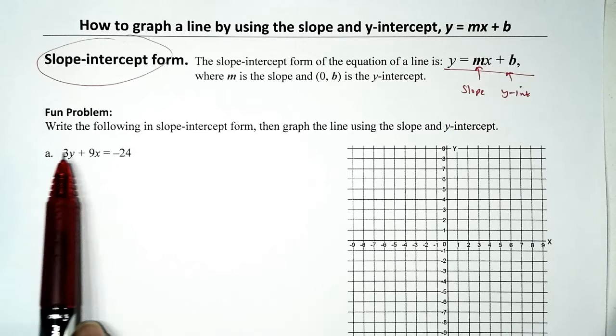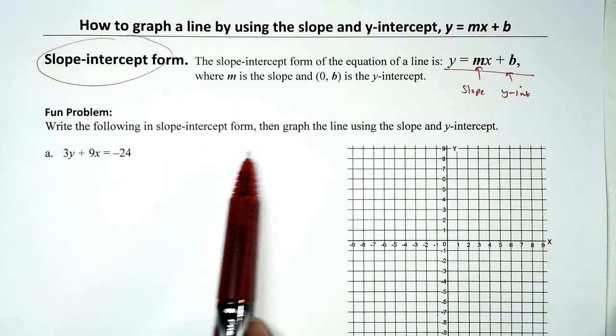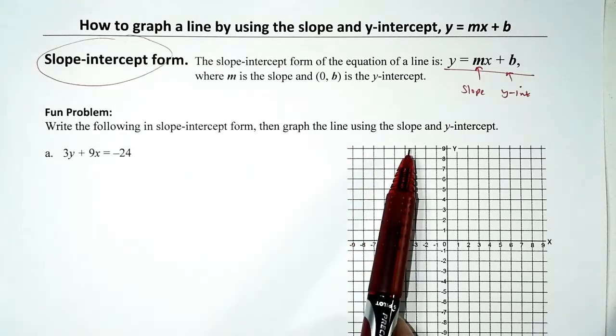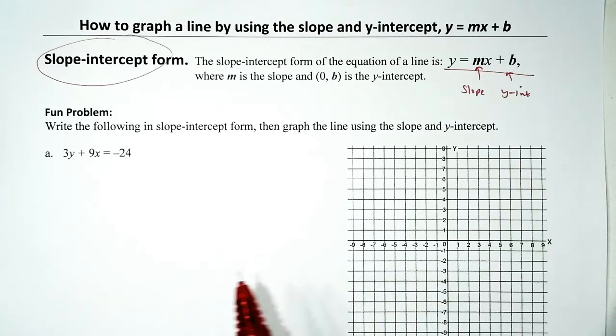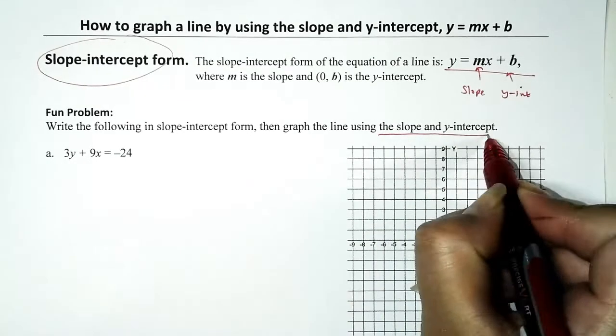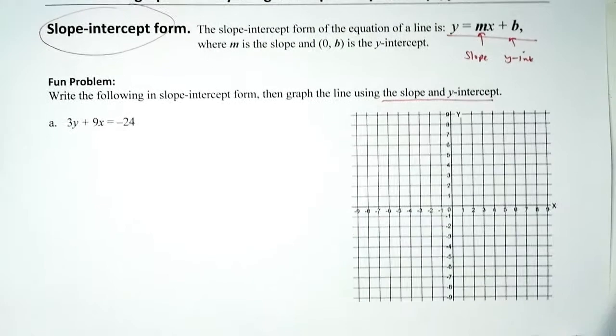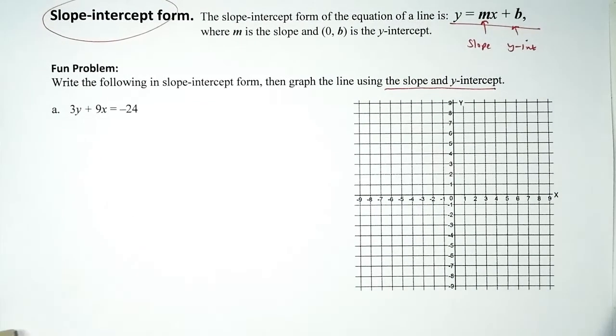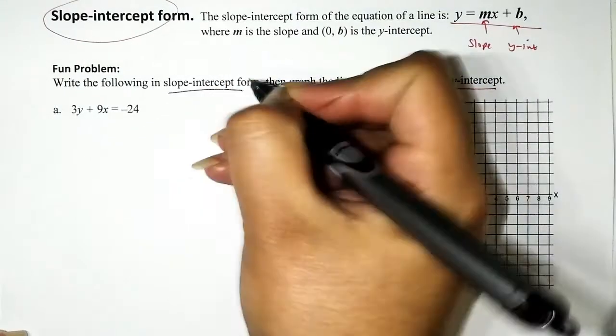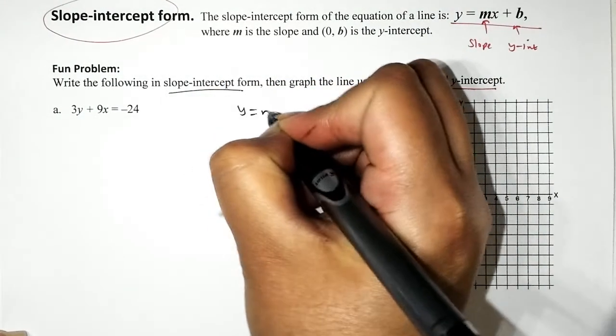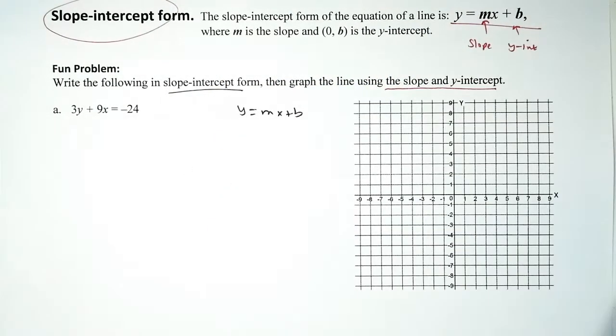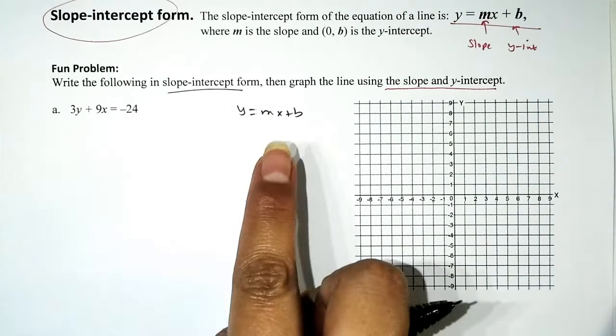So it says write the following in slope-intercept form, then graph the line using the slope and y-intercept. So we are not given the liberty to graph however we like. We have to use the slope and y-intercept. So please be mindful of the direction. Slope-intercept form, that's y equals mx plus b. So like in English, solve for y and then put the x term first.